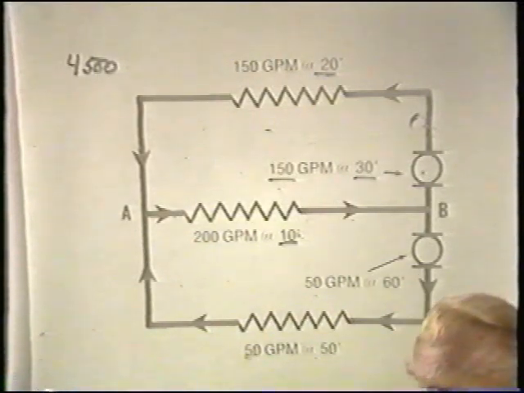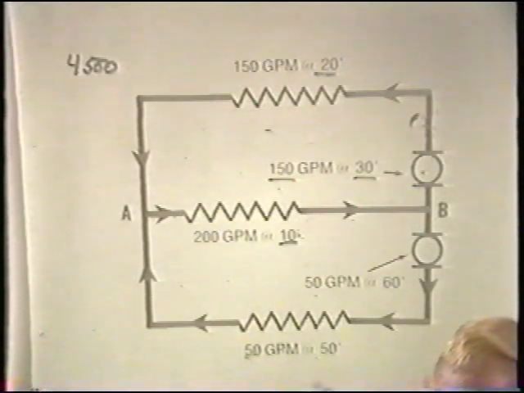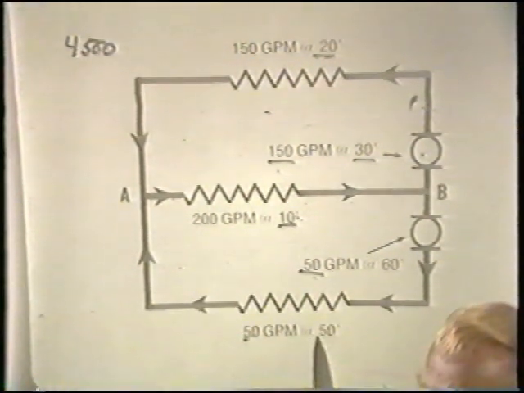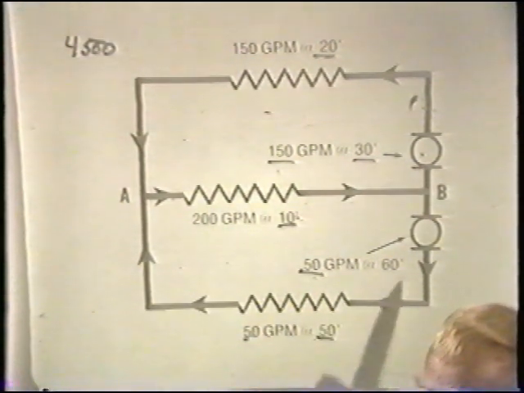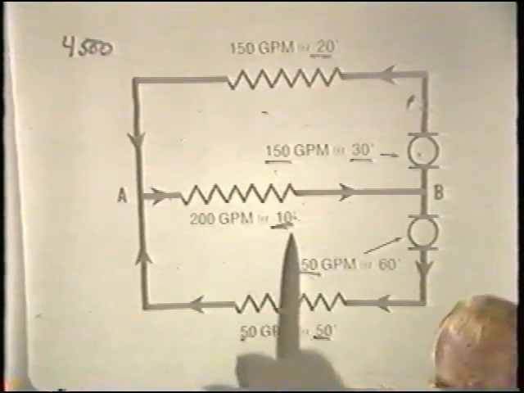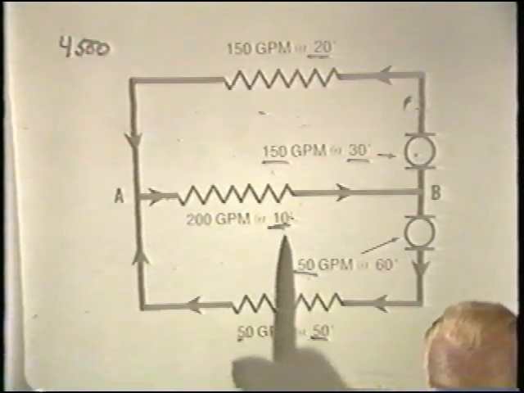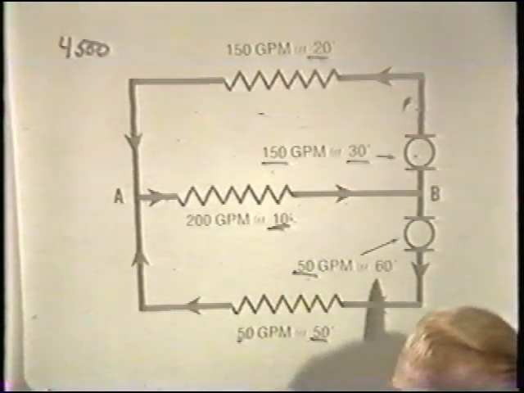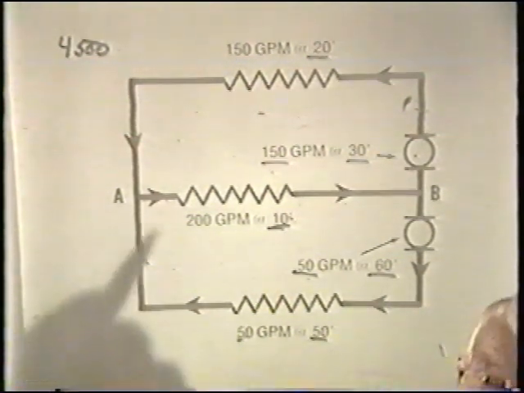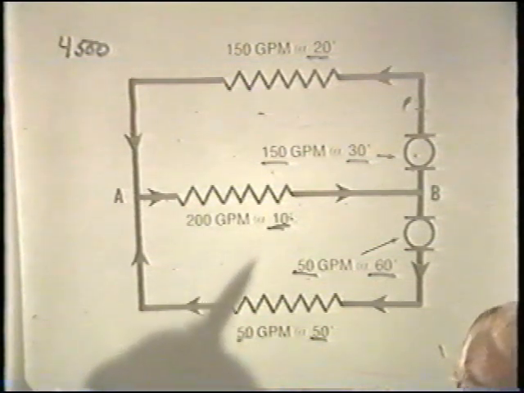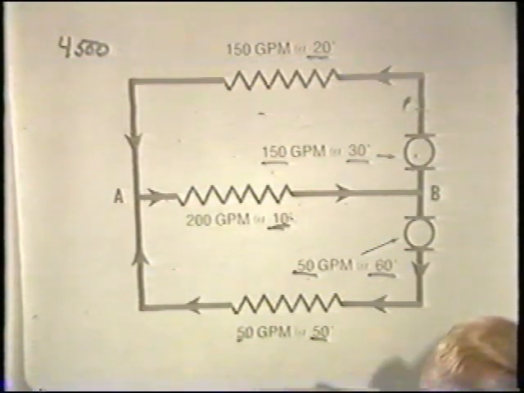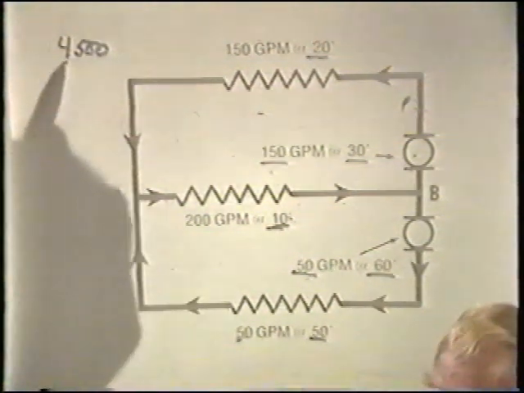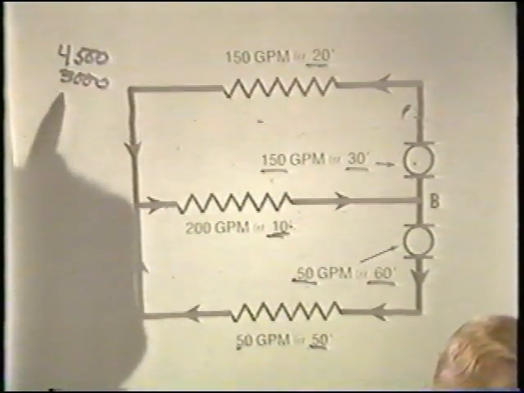In the second circuit, we have a need for 50 gallons per minute at 50 feet of head, adding to that the 10 feet of head necessary for the piping common to both circuits, and we will establish 60 feet of head as the need for that pump. So 50 times 60 is 3,000 GPM feet.